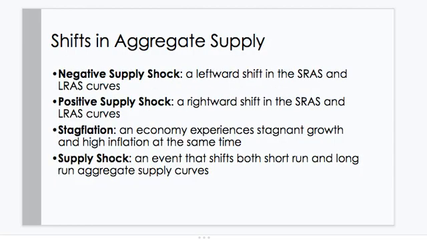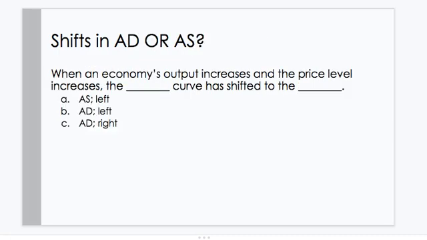Shifts in aggregate supply. Negative supply shock, a leftward shift in SRAS and LRAS. Positive supply shock, a rightward shift in SRAS and LRAS. Stagflation, an economy experiences stagnant growth and high inflation at the same time. A supply shock in general is an event that shifts both short-run and long-run aggregate supply curves. When an economy's output increases and the price level increases, the blank has shifted to the blank. So in order for the economy to have output and price level increase, it must be that the AD curve is shifting to the right.